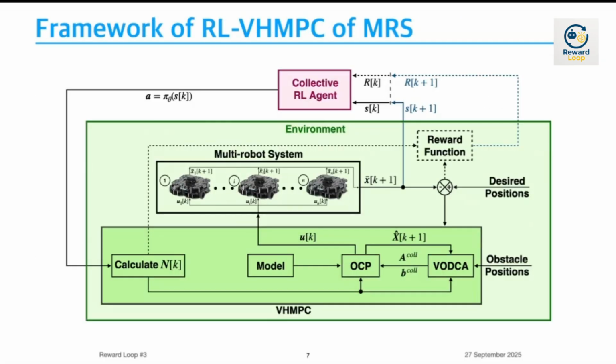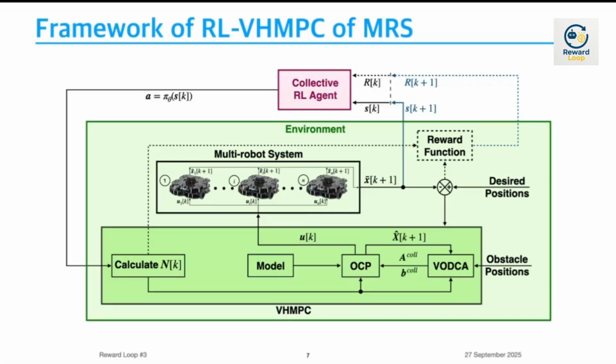This is the overall framework of reinforcement learning based variable horizon model predictive control for multi-robot systems. Here, I have used a collective RL agent which takes the global reward value and the states of the robots, where the states basically include the positions of all the robots, and it gives out an action which is then used to calculate the optimal value of prediction horizon for each of the robots. So the value of prediction horizon is not only variable in time, but also different for all of the robots at each time step.